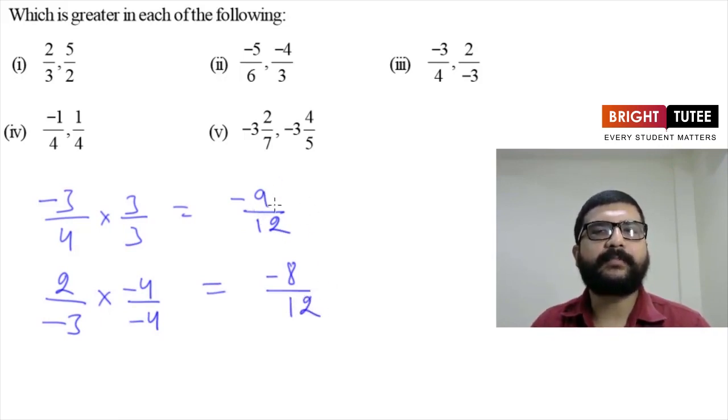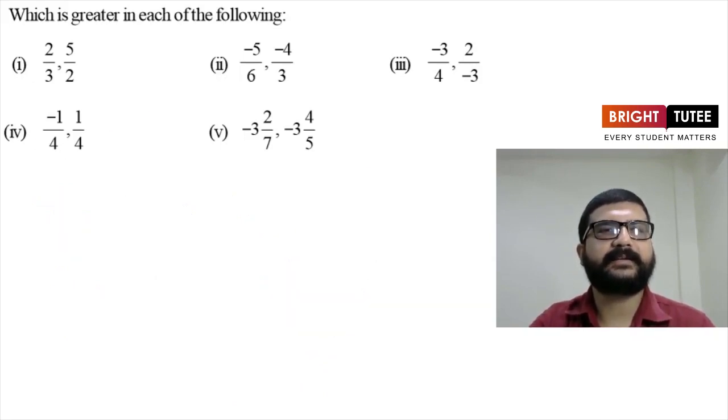Now what do you think about minus 9 upon 12 and minus 8 upon 12? Which one is greater? We know minus 8 is greater than minus 9. Hence 2 upon minus 3 is greater than minus 3 upon 4. So we have 2 upon minus 3 is greater than minus 3 upon 4.